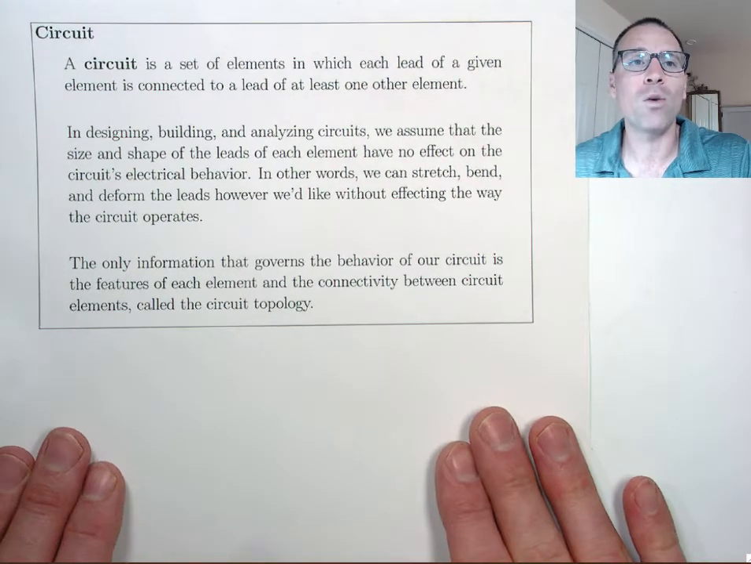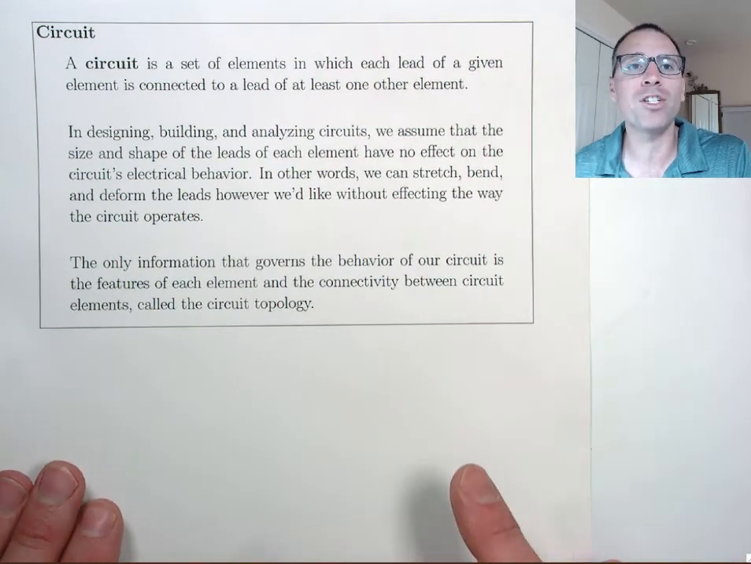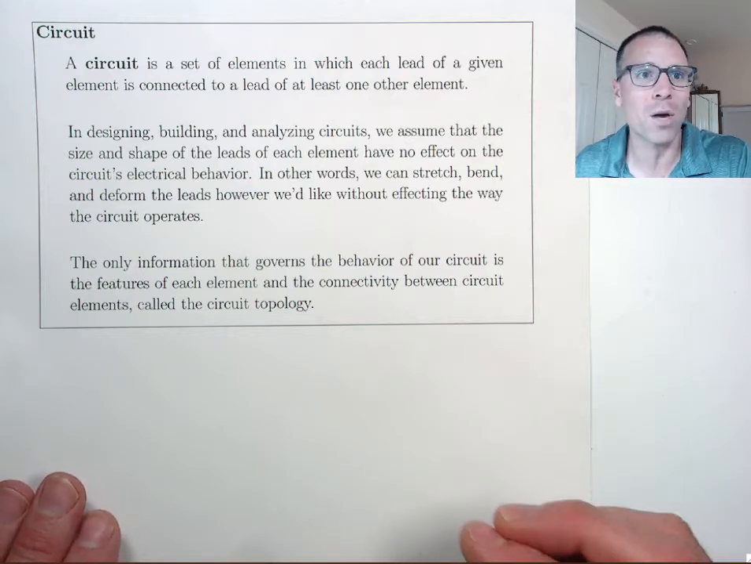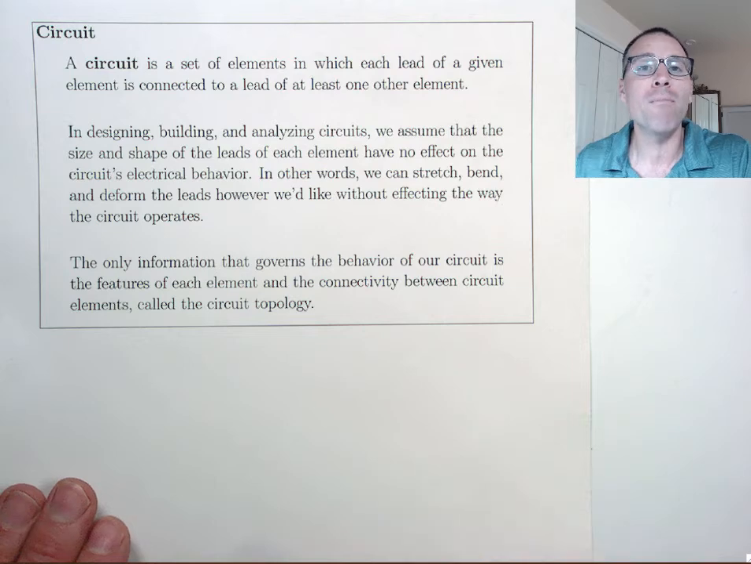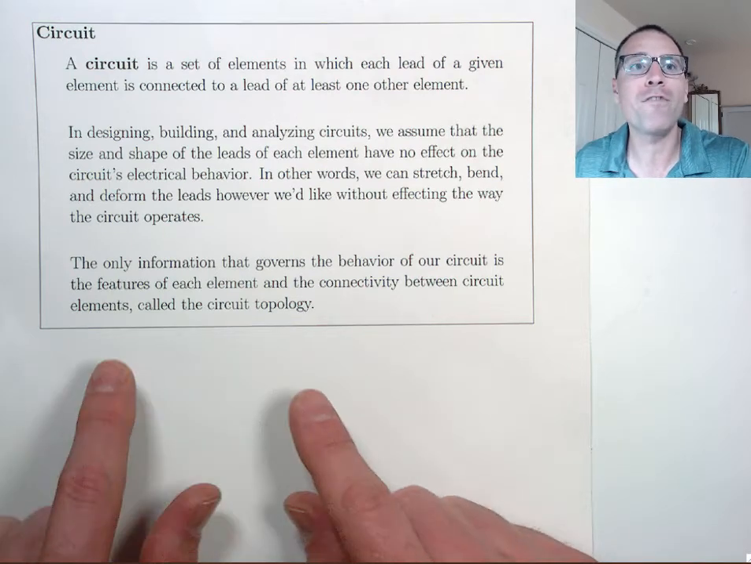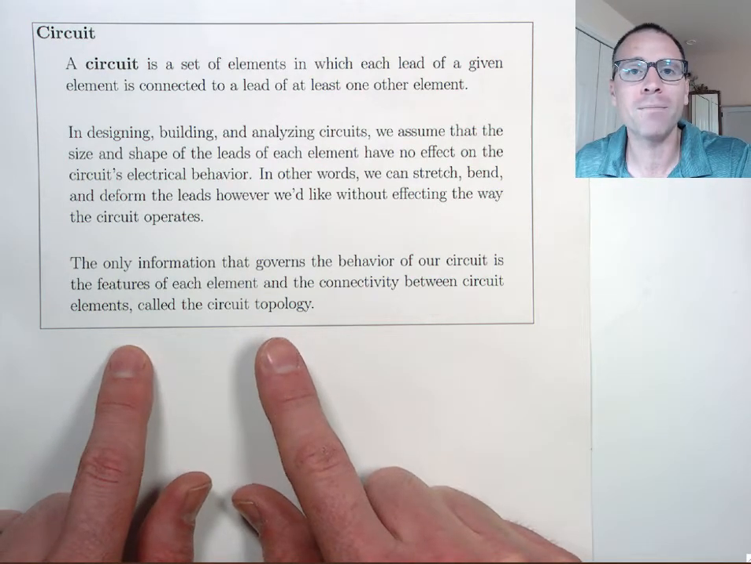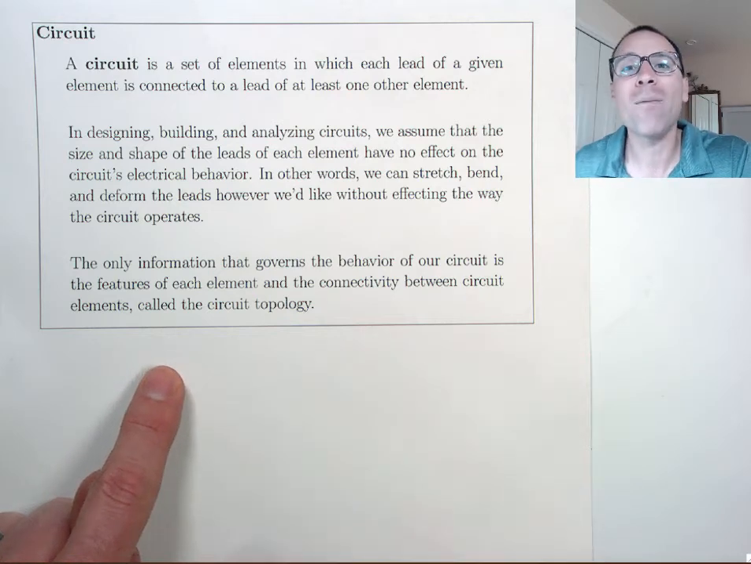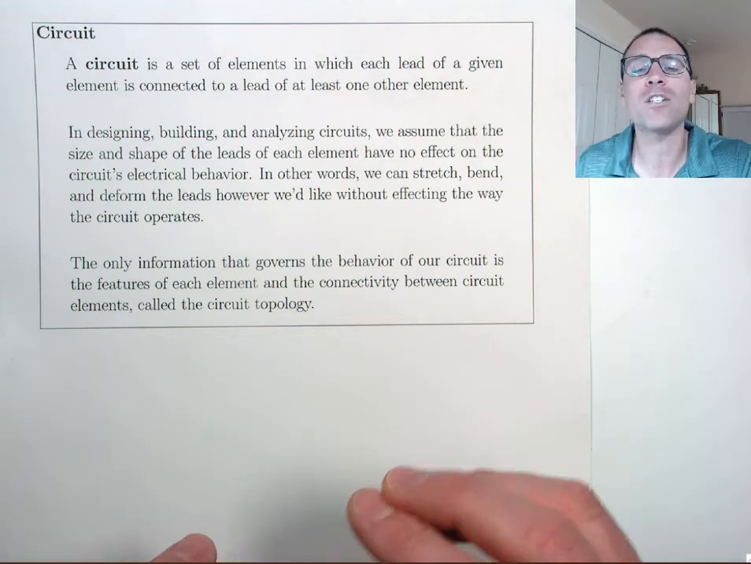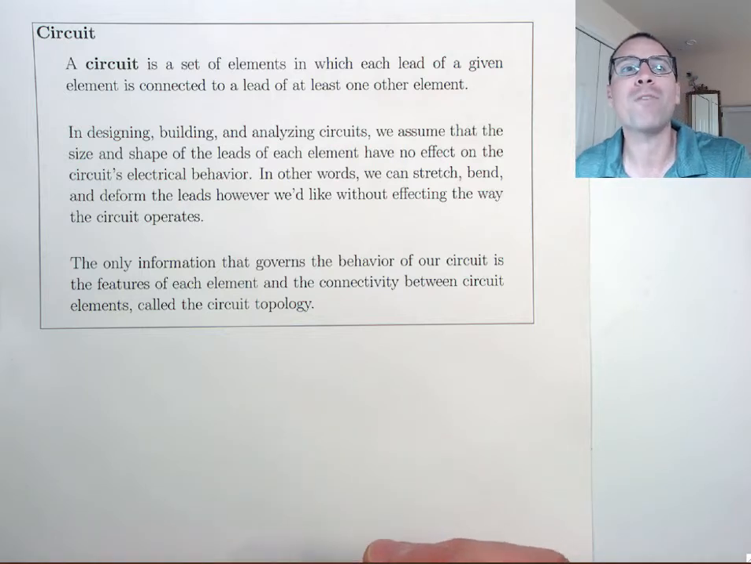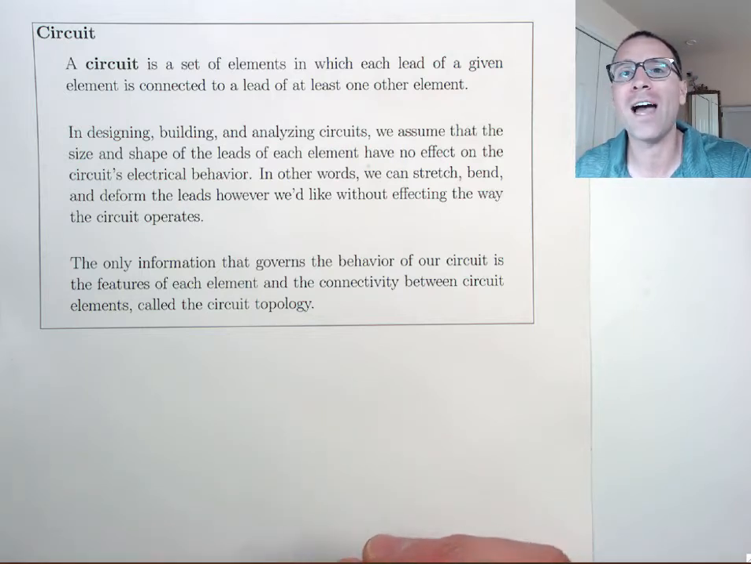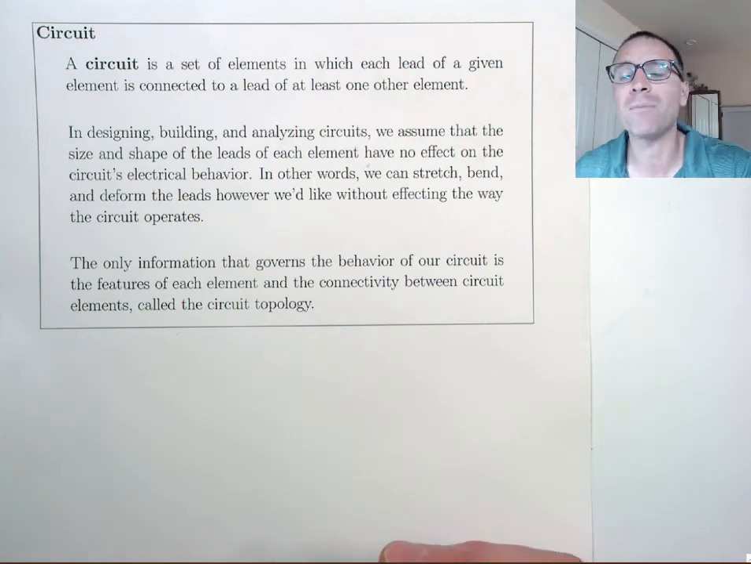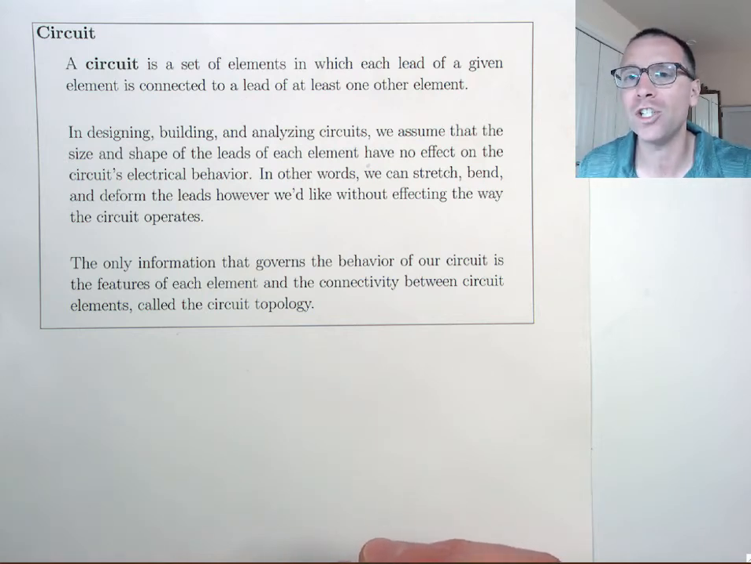With this in mind, we're going to say that the only information that governs the behavior of our circuit as we analyze to figure out what's going on with the circuit, the most important pieces of information are the features of each element in the circuit, and then how they are connected together. When we talk about how elements are connected, that is called the topology. When we talk about the features of each element, we're going to call that the current versus voltage relationship. Sometimes these are called branch constitutive relationships, which we'll get into.